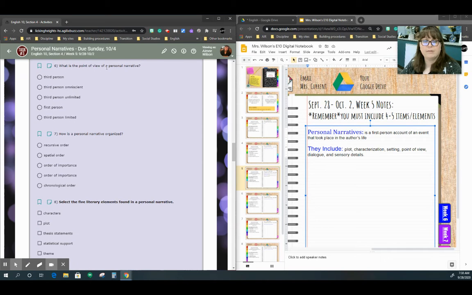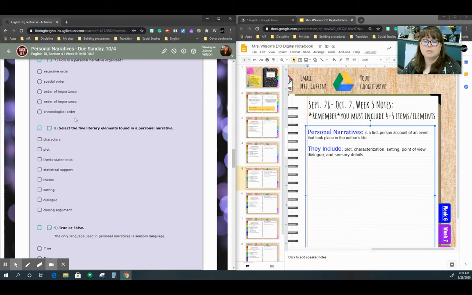What is the point of view of a personal narrative? Third person omniscient, third person unlimited, first person, third person limited. Even if you're not sure of all of those, the definition's up in the text. You should be able to figure that one out. How is a personal narrative organized? Recursive order, spatial order, order of importance. Order of importance is twice, I guess. Chronological order.